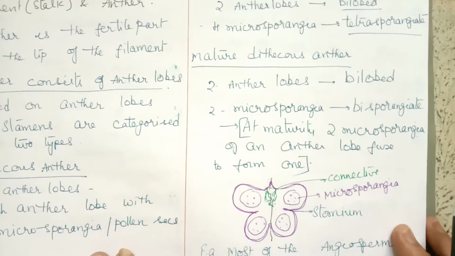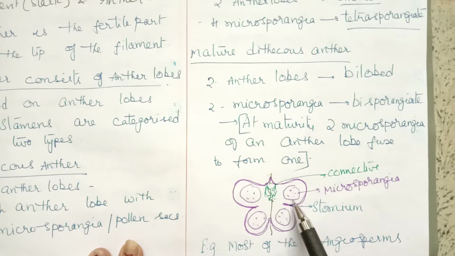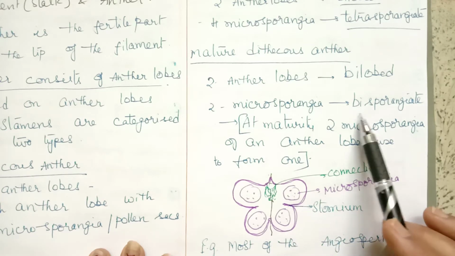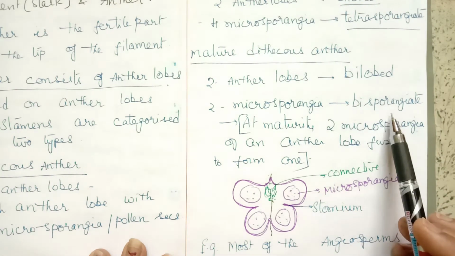If you again observe the diagram, the structure which is separating the two microsporangia degenerates during maturity. At the time of maturity, the structure which I have labeled as stomium degenerates and the two pollen sacs will merge with each other. So at maturity, one anther lobe will have only one pollen sac. So it becomes bilobed and bisporangiate. That is the mature dithecous anther.